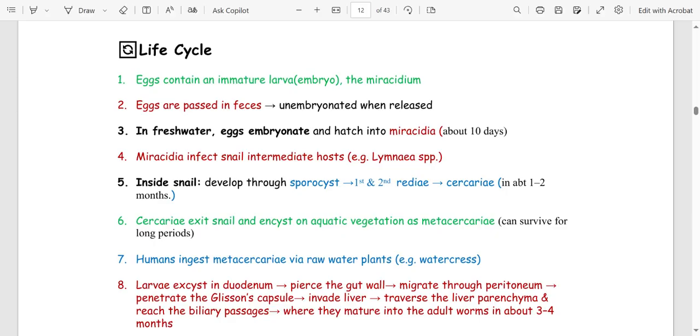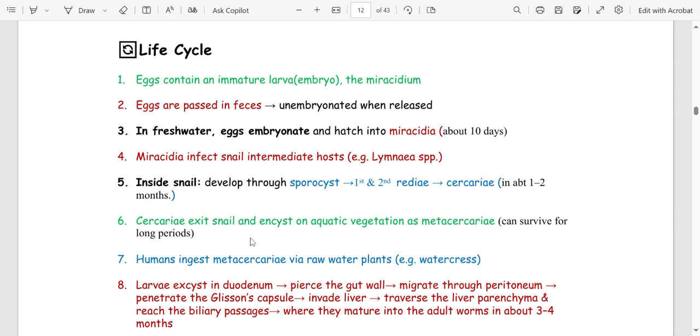Take note of the genus Lymnaea, okay? Inside the snail, the miracidia is going to convert into sporocyst and then into the redia. Now, these redia, you have the first generation and the second generation. So I'm moving from miracidia to sporocyst, and from sporocyst you have the first and second generation redia. And then you are going to have cercaria. You are going to form the cercaria after like 1 to 2 months, okay, after this process.